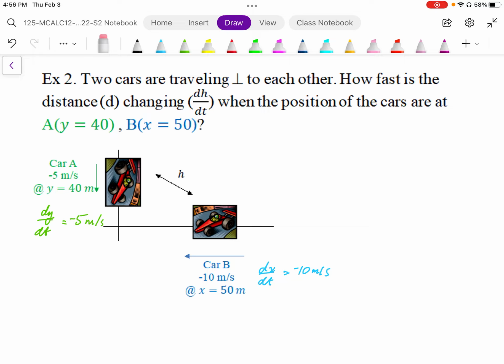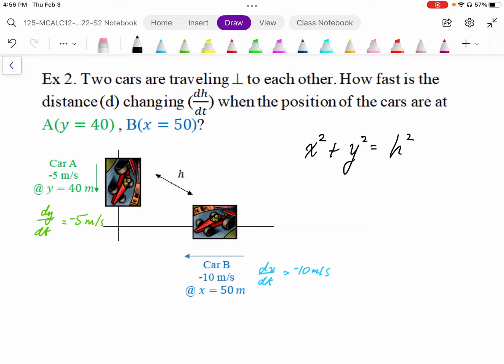So I have my y position, I have my x position, I have the distance between, which is my hypotenuse. So it follows a Pythagorean relationship. So the relationship I'm going to use to connect this all is x squared plus y squared equals h squared. Okay. So once I've done that, I want to differentiate this with respect to time. And by doing that, I'm going to generate my dy by dt's, my dx by dt's, and my dh by dt's. So I have to be careful when I'm doing this because I'm going to differentiate this implicitly.